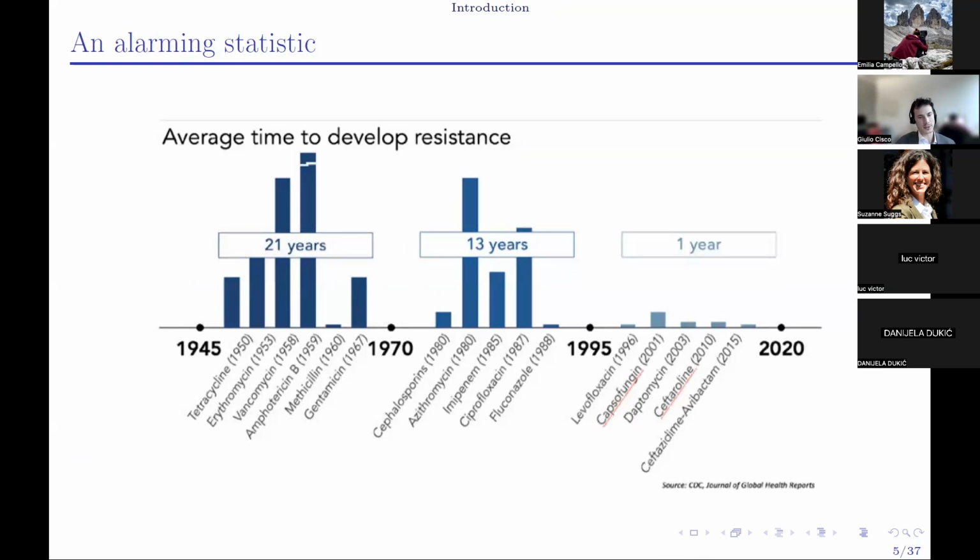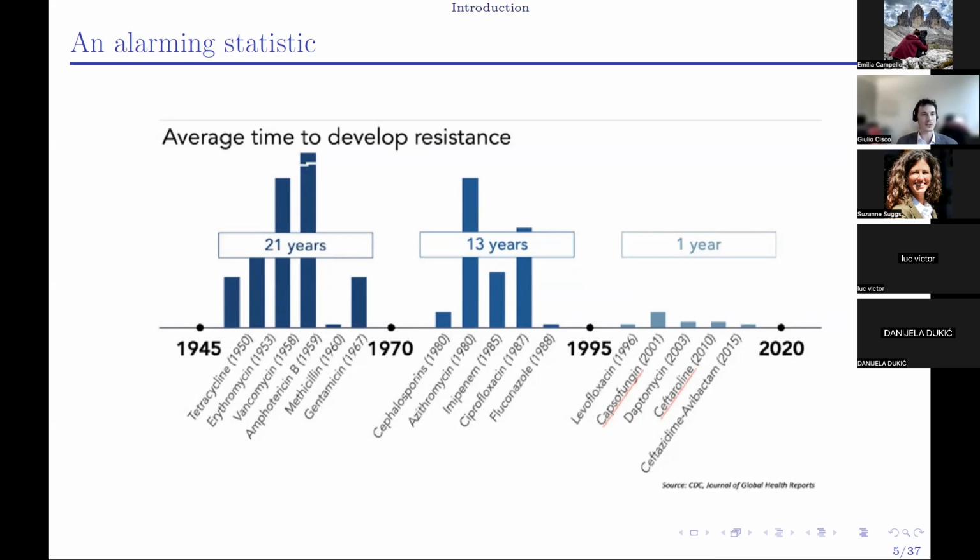But here I include this graph that I thought more insightful, because it's not only about the spread of resistance, but it's more about the average time to develop resistance. And I think it's very interesting to see the difference in the last few decades, because in the past, of course, we also had resistance, but the point is that they were able to make innovation in the antibiotics. So they had new antibiotics that could overcome the problem.